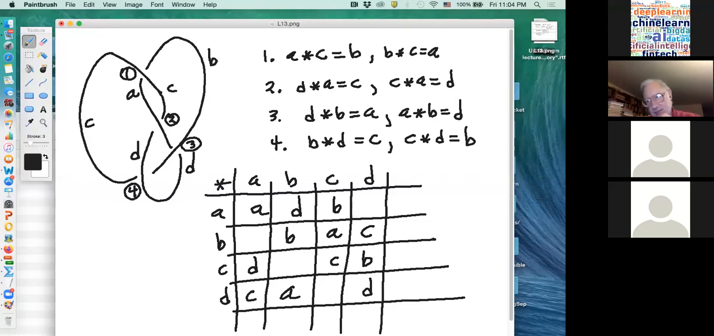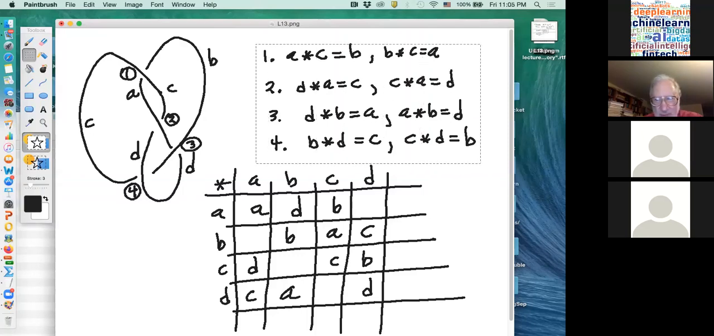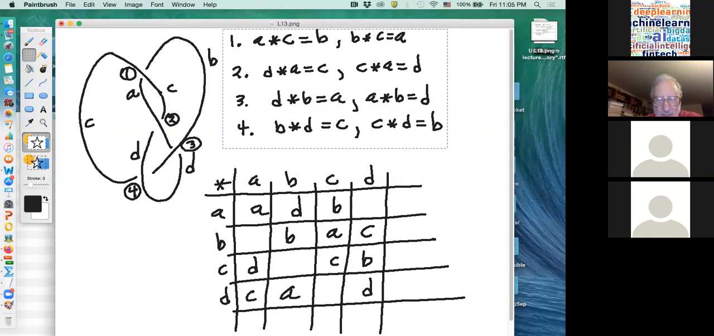I didn't fill out the whole table. All right. But I'm also not happy with having brought it all the way down to the bottom of the slide. So I'm going to move this up a little, and then I can move this up a little.